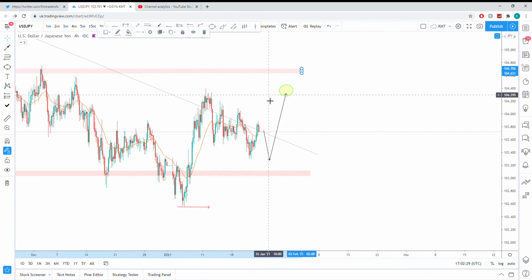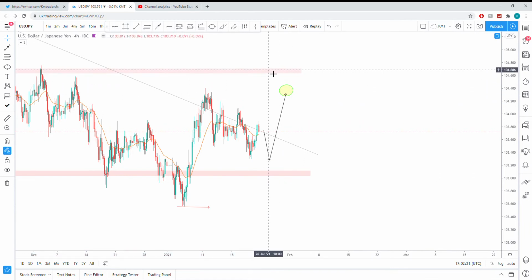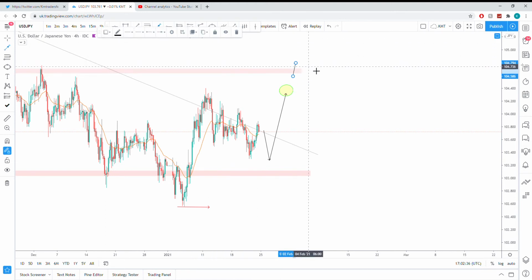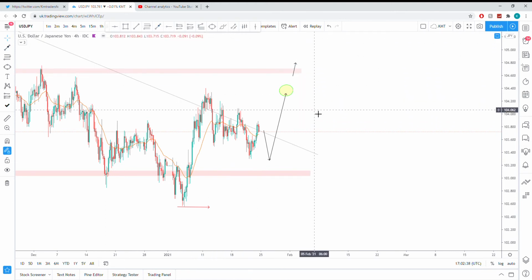So if we go above 104.6, so this zone, this would be a good indication that we're going to be making more continuation moves to the upside. And again, we'll give you more of an update if we do get past that, and then we can discuss further opportunities to actually get in on this continuation move to the upside.